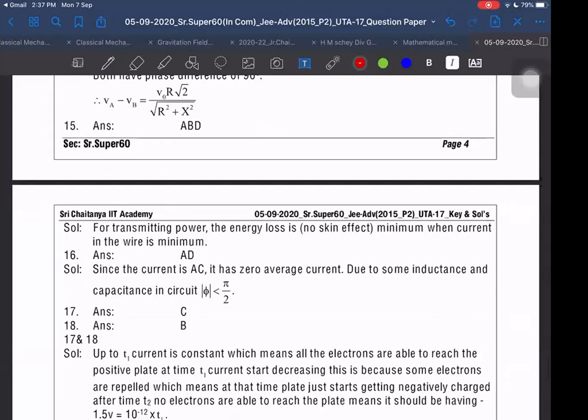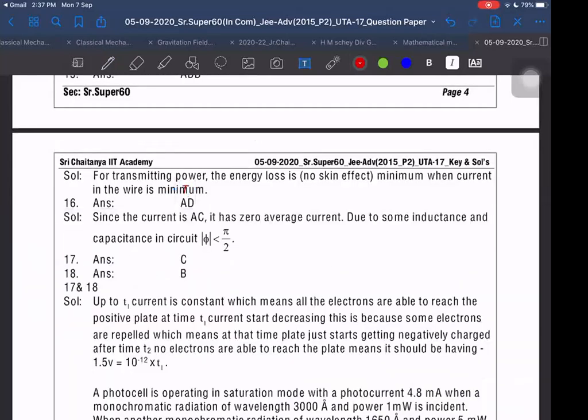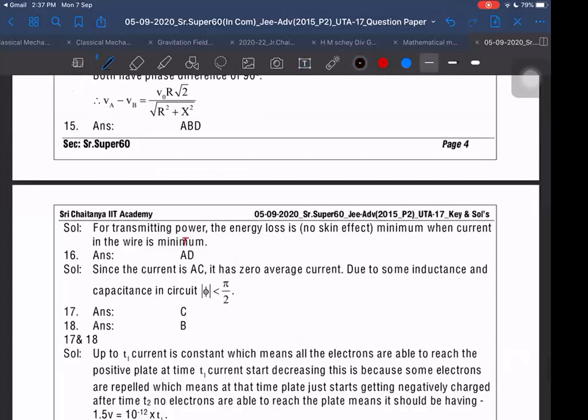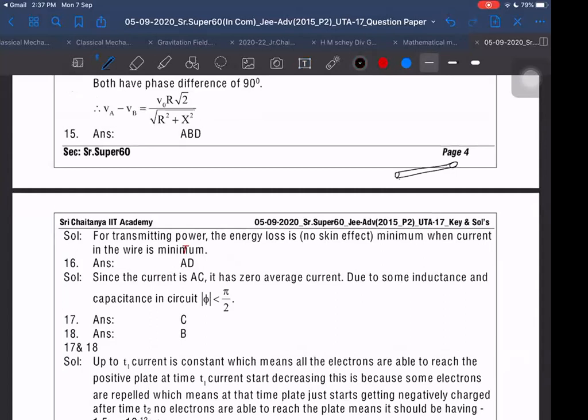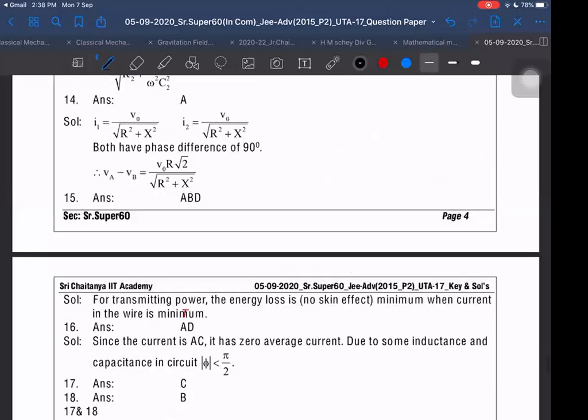Energy losses, no skin effect, minimum when the wire is minimum, for transmitting power. Okay, ABD I think is better only.